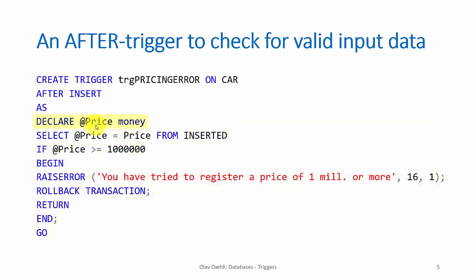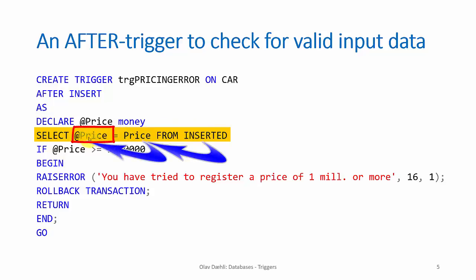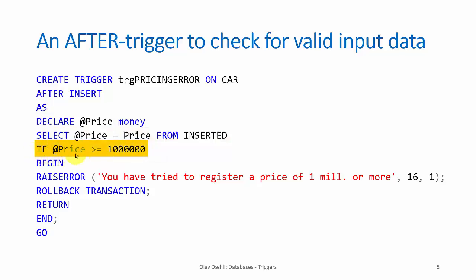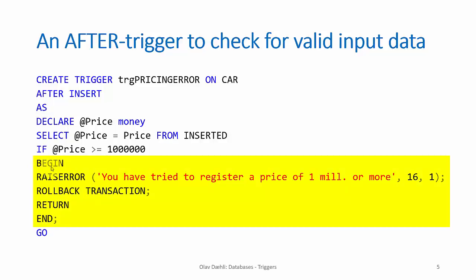There I declare a variable named @price with money as a data type. And again, we will use the inserted table where SQL Server temporarily stores the results from an insert statement. With the select statement, we will read the price from this inserted table and store it in our variable named @price. Then we will have an if statement where we check the content of this variable, if it's greater or equal to 1 million.